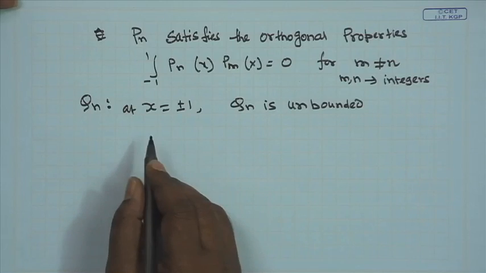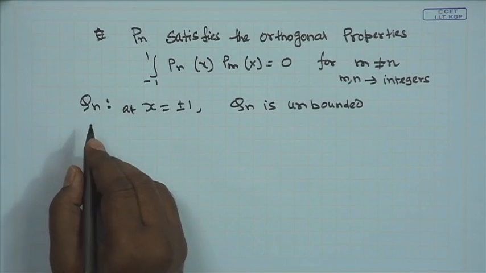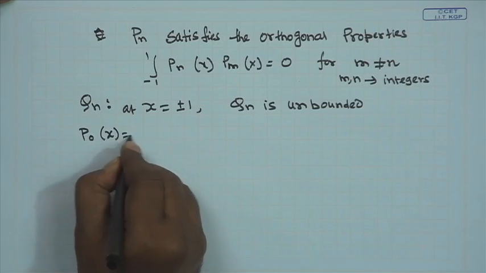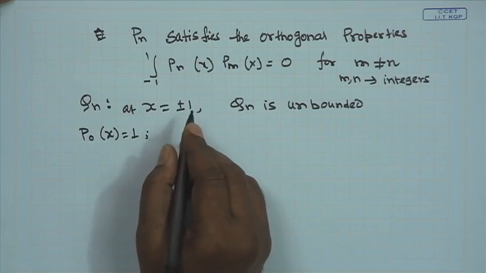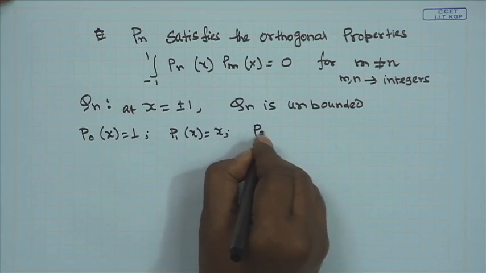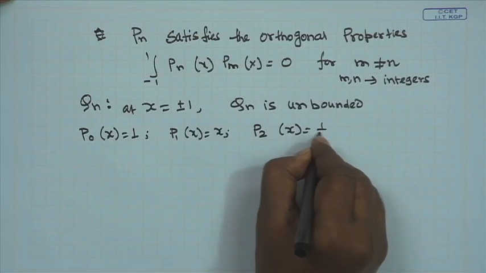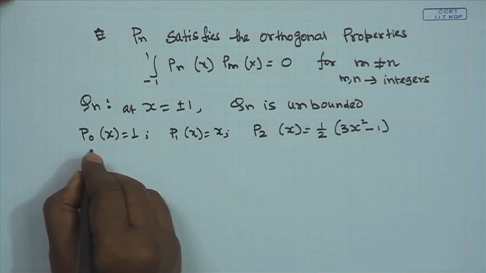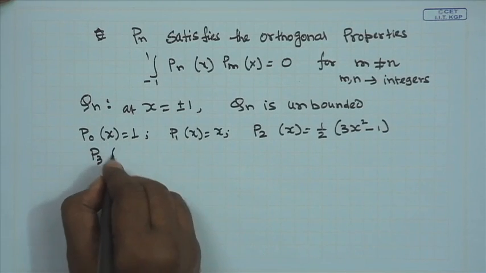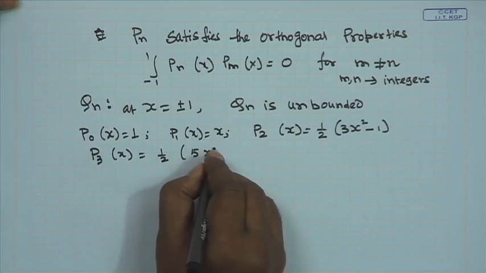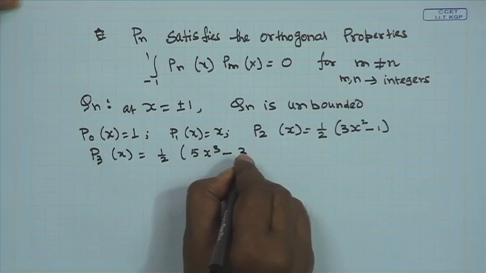Okay. Then we look into the expressions of P0 and other higher order Legendre polynomials, which may be of use. P0 of x is equal to 1, P1 of x is equal to x, P2 of x is equal to half of 3 x square minus 1, and P3 of x is equal to 1 by 2 of 5 x cube minus 3 x.